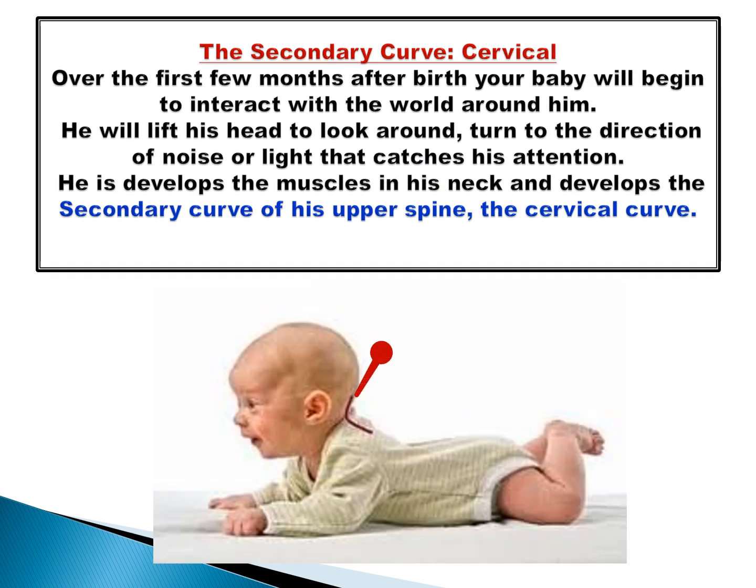Secondary curvature is the cervical curvature. Over the first few months after birth, when the baby begins to interact with the world around, he will lift his head, look around and turn in the direction of the noise and light that catches his attention. It is then he develops the muscles of the neck and develops a secondary curve in the upper spine, that is known as the cervical curve.